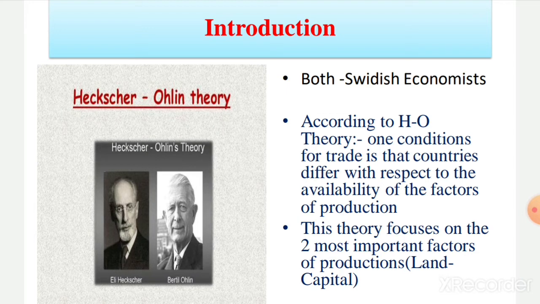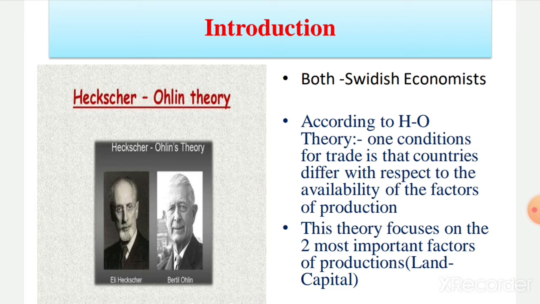According to the Heckscher-Ohlin theory, one condition for trade is that countries differ with respect to the availability of the factors of production. See the next para. This theory focuses on the two most important factors, that is land and capital. So this is the introduction.